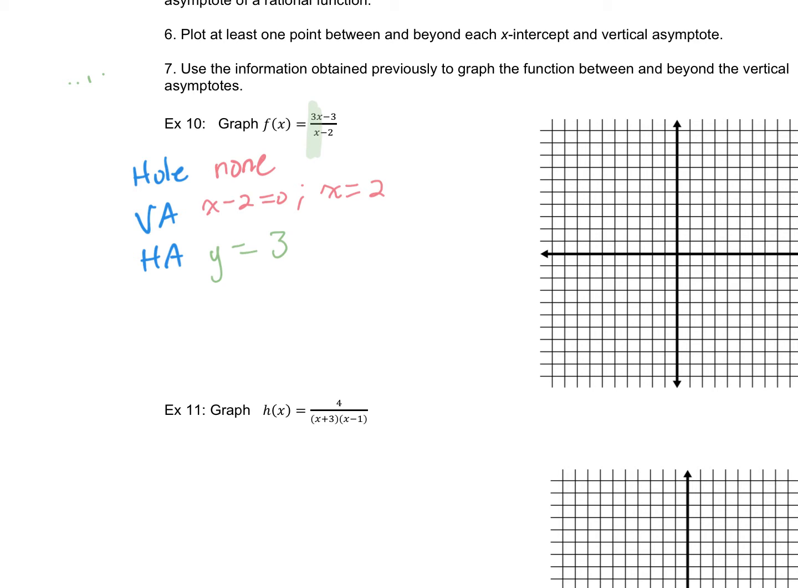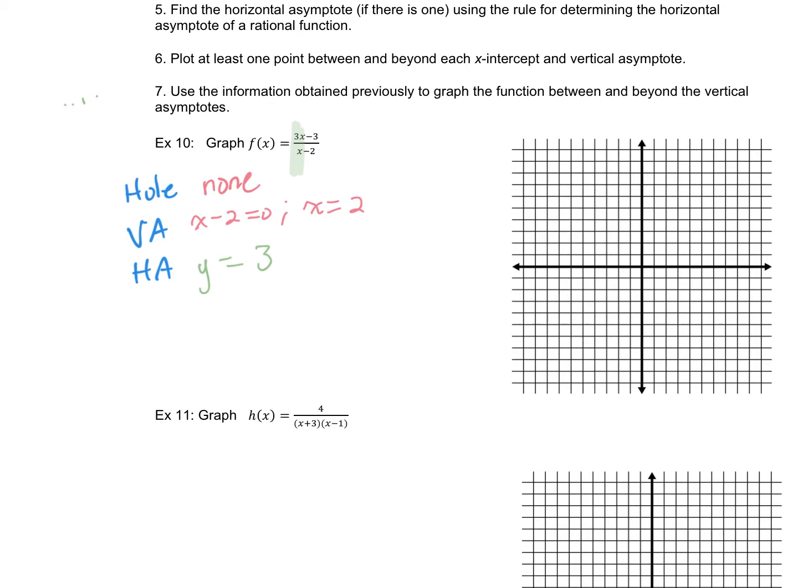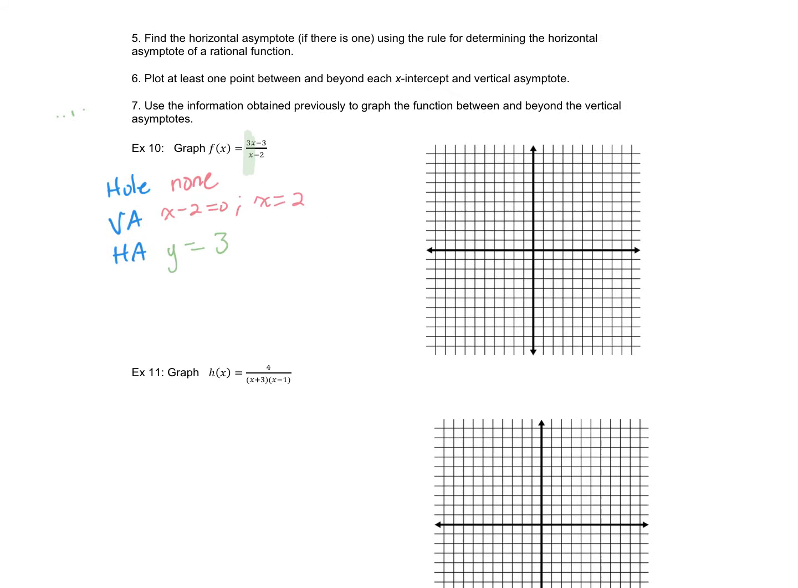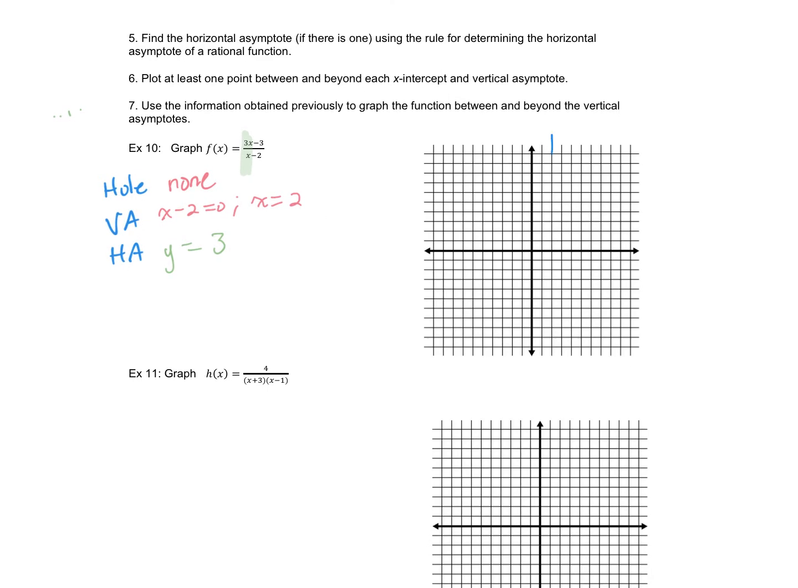Okay, look at the ratio of the leading coefficients. So 3 over 1. So y is equal to 3. So we use this to draw out a basic idea of what we're looking at here. We have x equals 2 here. We have y equals 3 here.